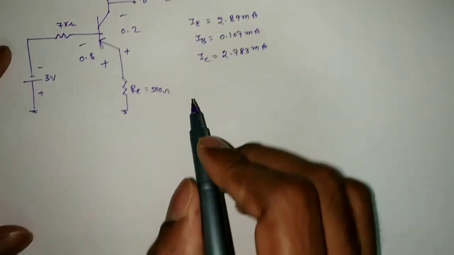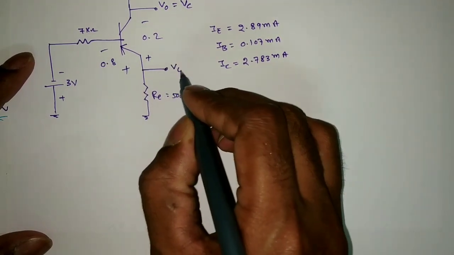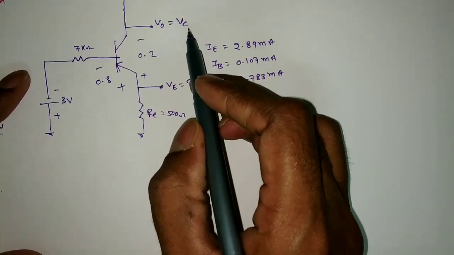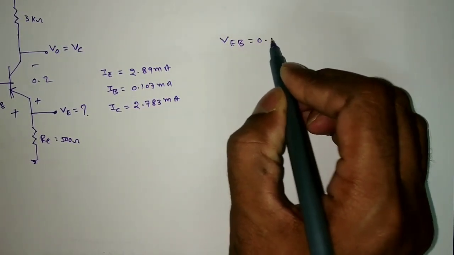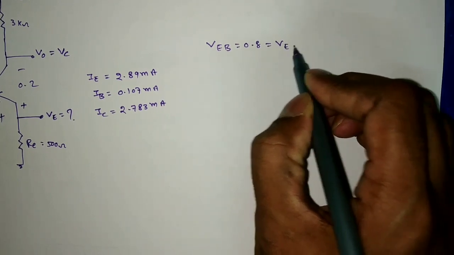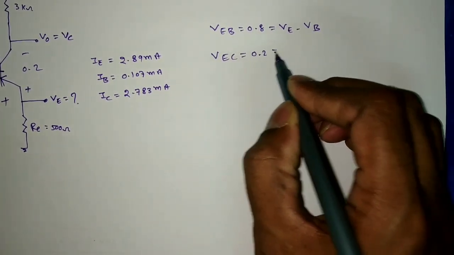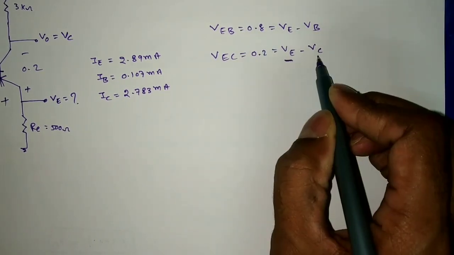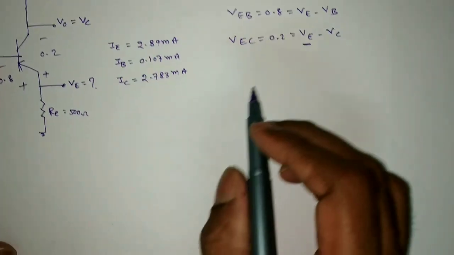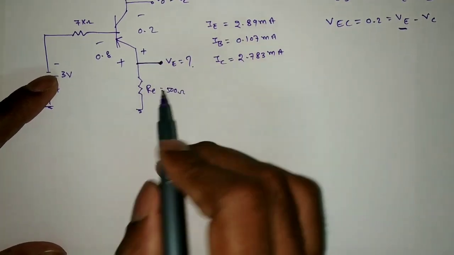Then we need to find V naught, which is also equal to collector voltage. For that, we need VE voltage. If I know VE, then I can find VC, because we know VEB sat is equal to 0.8 volts, which can be written as VE minus VB. Similarly, VEC sat is 0.2 volts, which can be written as VE minus VC. If I know VE, I can find VC. VC is nothing but V naught. So how to find VE?